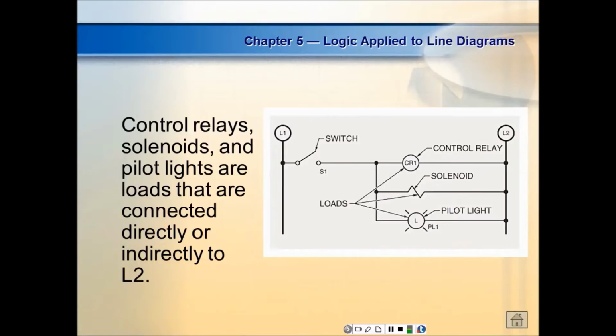Control relays, solenoids, and pilot lights are loads that are connected directly or indirectly to L2. Very seldom. I think we ought to get rid of that indirectly, because the only thing that's allowed to have something over here on L2 is the motor starter. And we'll have our overloads over here. Besides that, all your loads are going to be connected. Now the load is the part of the circuit that does the work, right? You understand that?